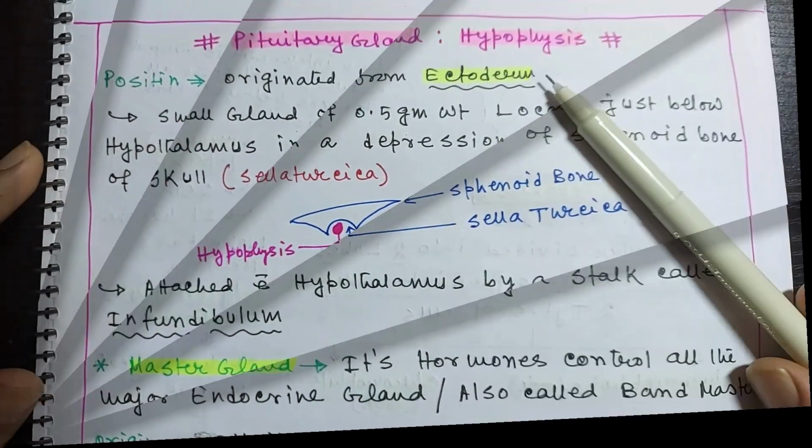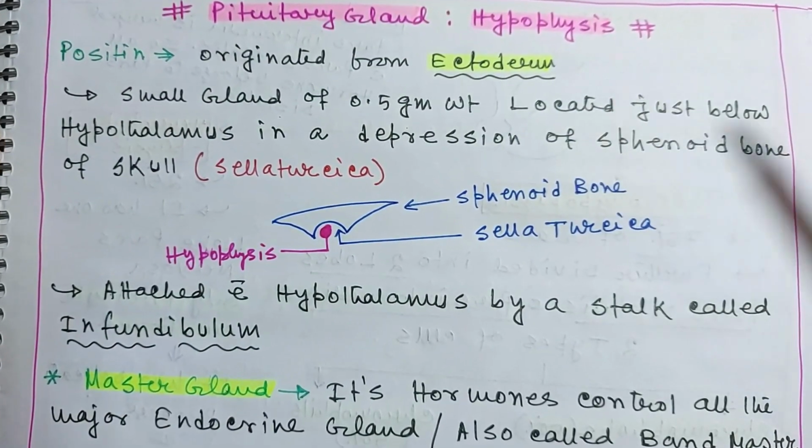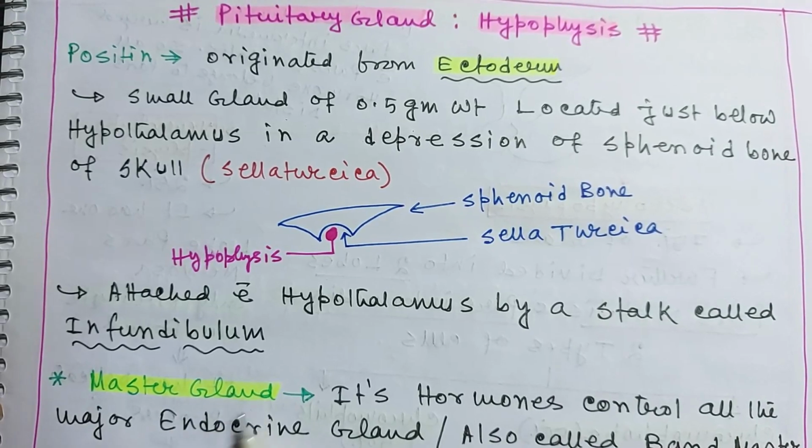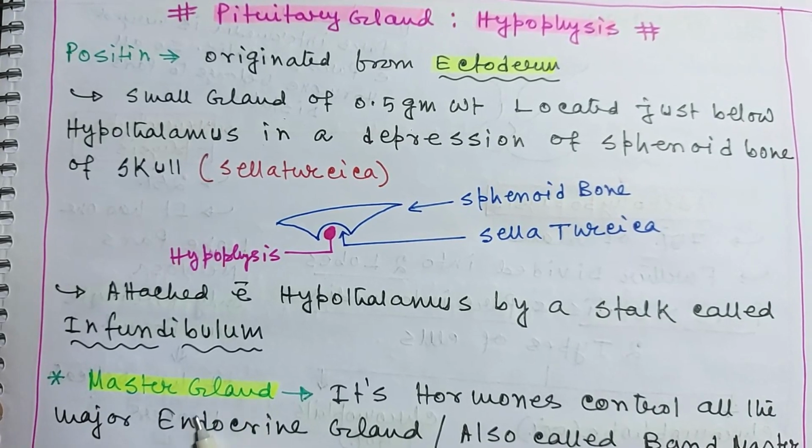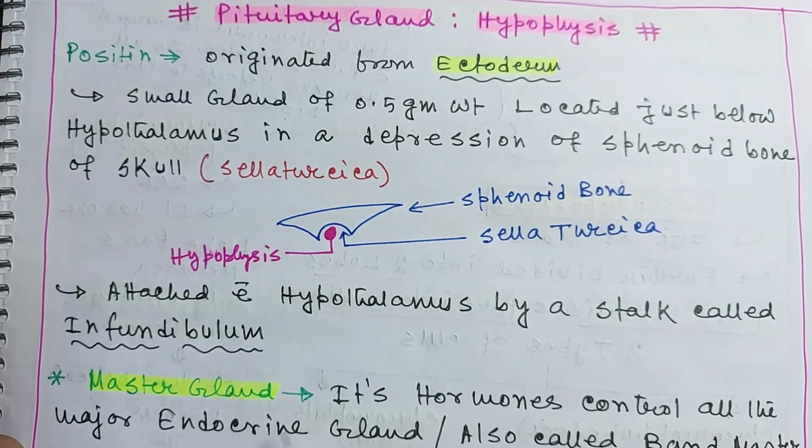Hello friends, in this video we will discuss the histology of the pituitary gland and its origin. You know, the pituitary gland is also known as the master gland because the adenohypophysis, or anterior pituitary gland, secretes different types of trophic hormones which control all other major endocrine glands like the thyroid gland, adrenal gland, and gonads. So the major endocrine glands are controlled by this pituitary gland, which is why it is also known as the master gland.